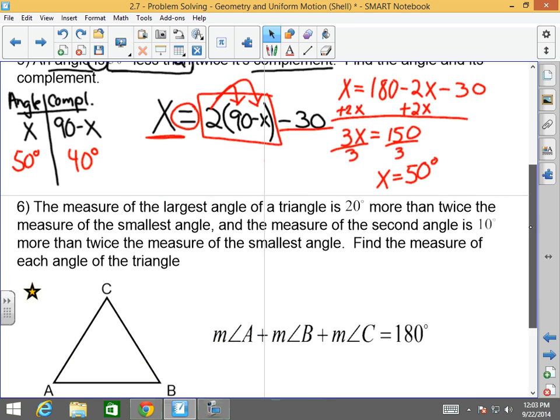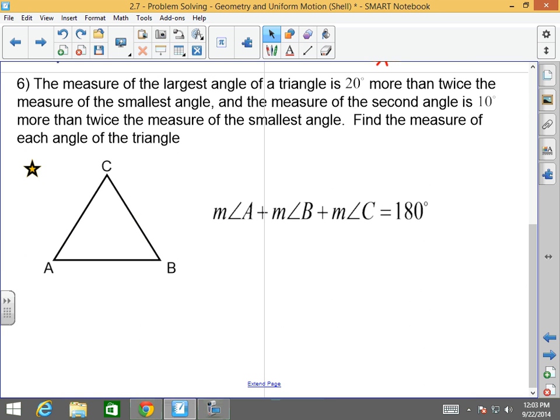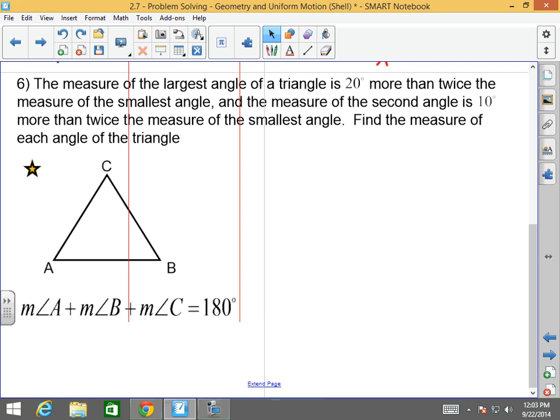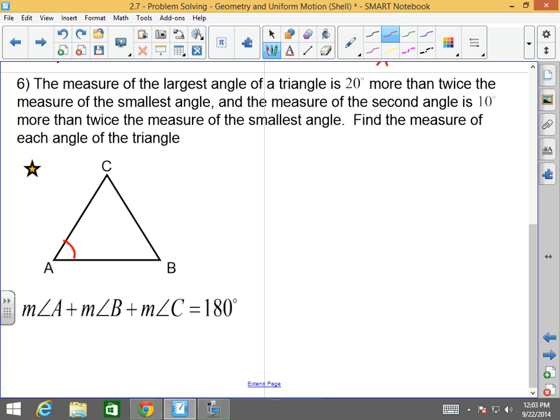All right, let's change gears now. Before I do anything here, let me explain to you guys that the sum of all of the angles, so that means the sum of angle A plus B plus C, the sum of all of the angles of a triangle will always equal 180 degrees.